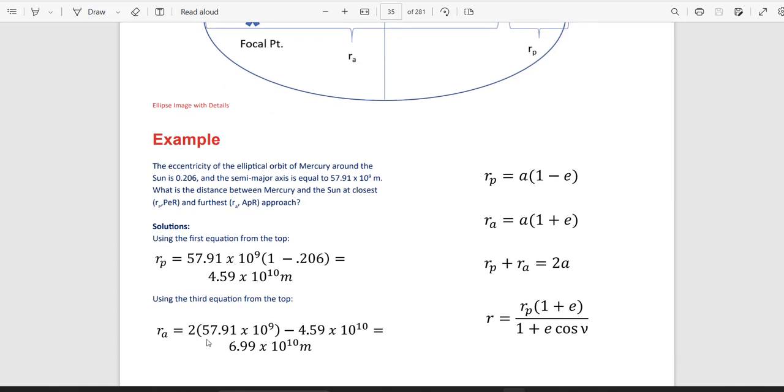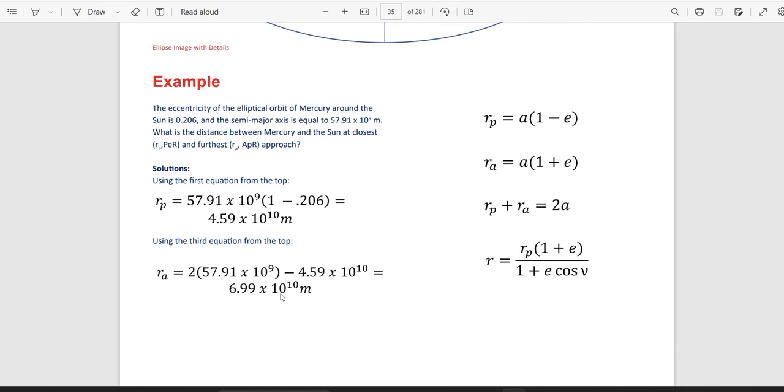Okay, so next is the apoapsis. I could either use this equation or I could use this equation. But I've got the periapsis, so I'm going to go ahead and use this equation. I'm going to solve this equation for the apoapsis point, so I'm going to subtract the periapsis point from both sides. It's going to leave me with 2 times the semi-major axis minus the periapsis point, which I got from up here. And that gives me an apoapsis point of 6.99 times 10 to the 10th meters.